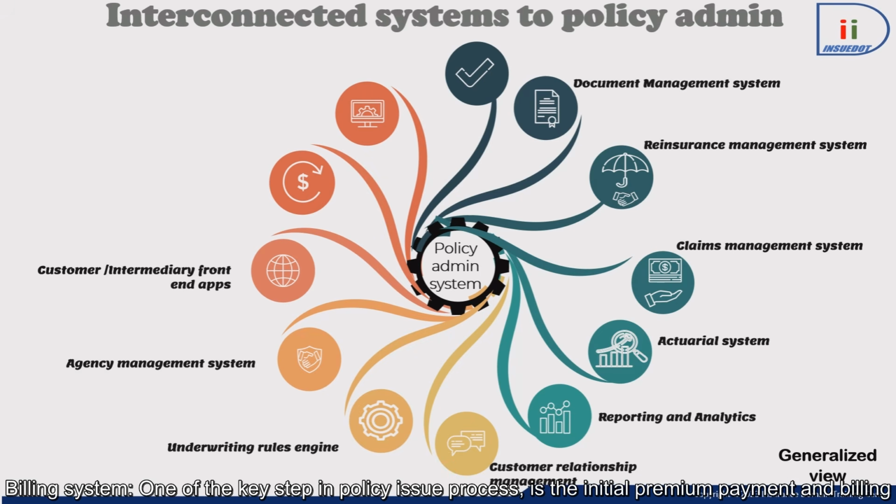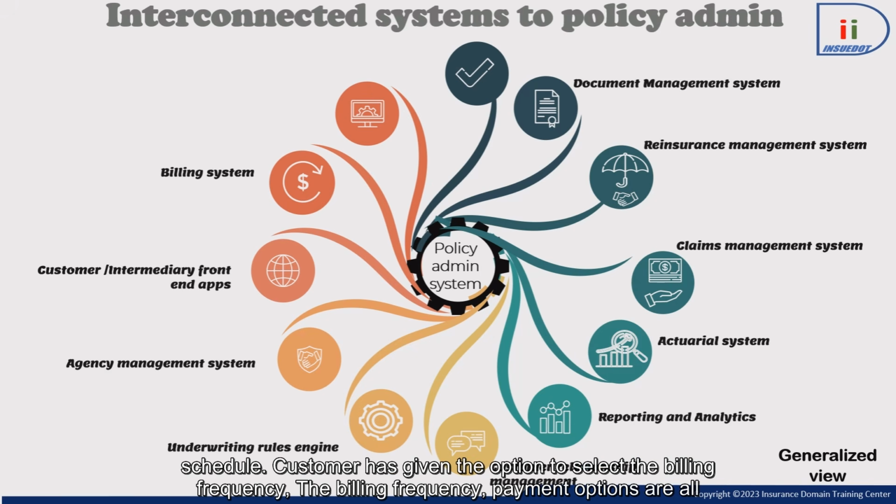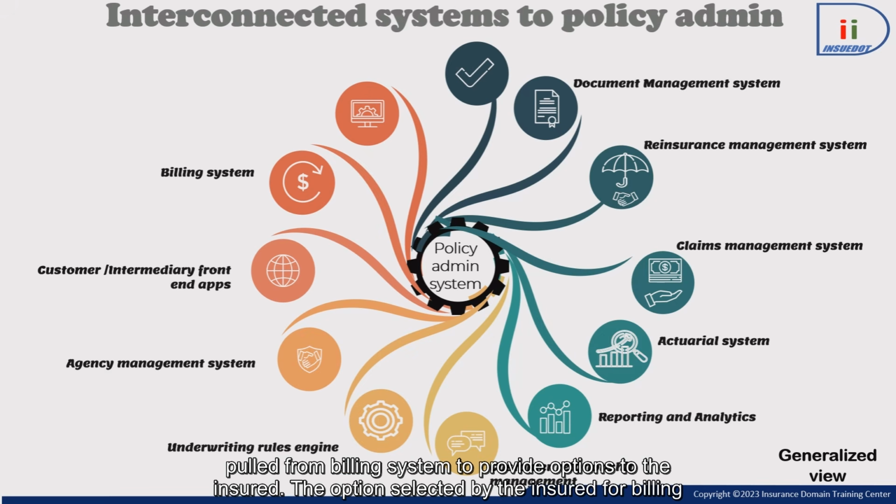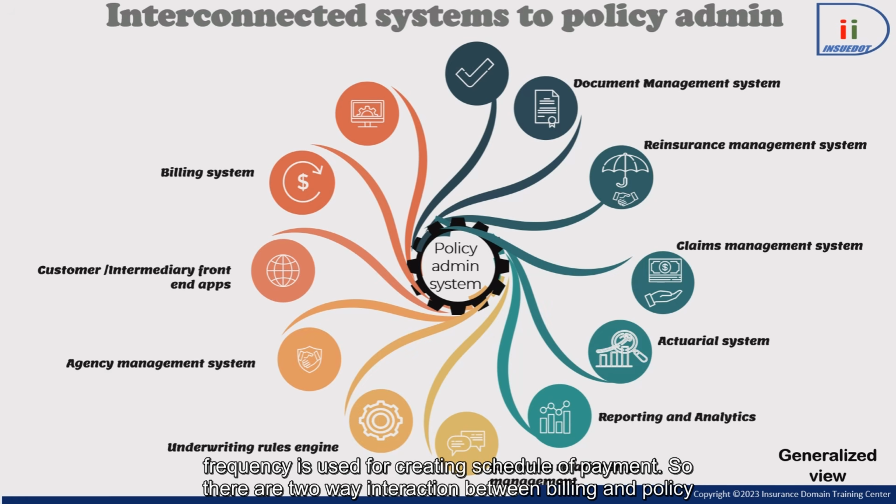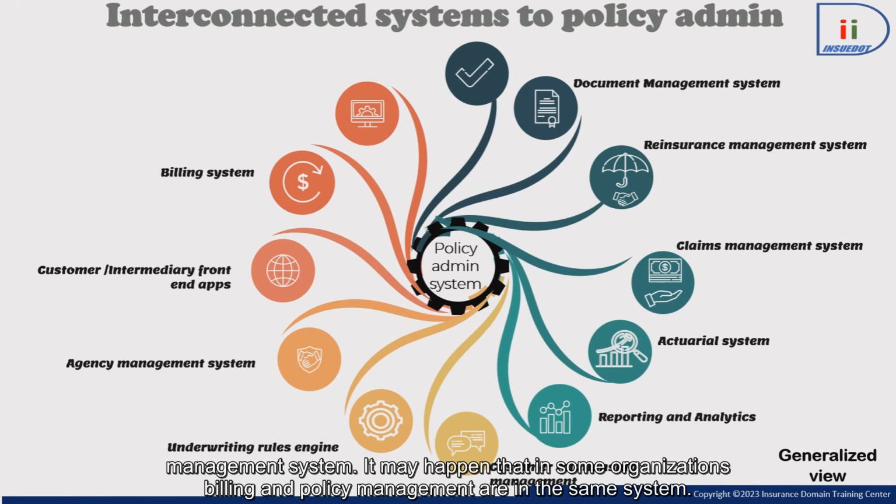Billing system. One of the key steps in policy issue process is the initial premium payment and billing schedule. The customer is given the option to select the billing frequency. The billing frequency and payment options are all pulled from the billing system to provide options to the insured. The option selected by the insured for billing frequency is used for creating the schedule of payment. So there is two-way interaction between billing and policy management system. It may happen that in some organizations billing and policy management are in the same system.